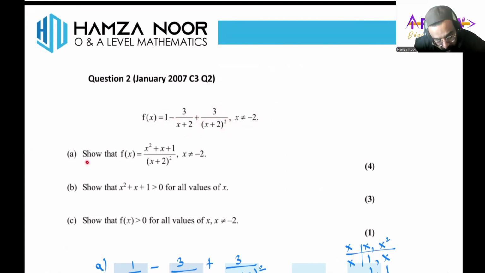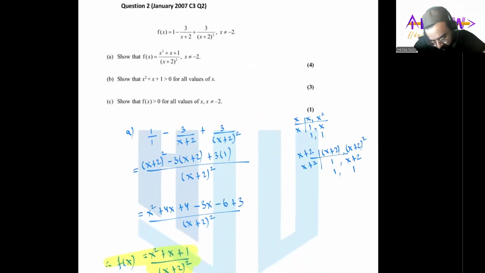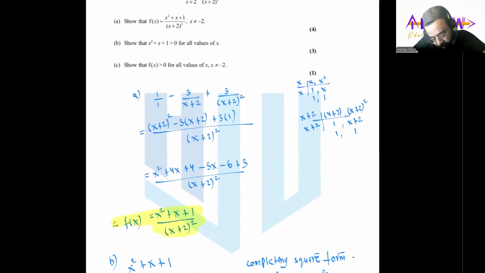In part A, we need to show that f(x) is equal to (x squared plus x plus 1) divided by (x plus 2) whole square, where x is not equal to minus 2. So in part A, we need to express this as a single fraction. Here we have the working for part A.